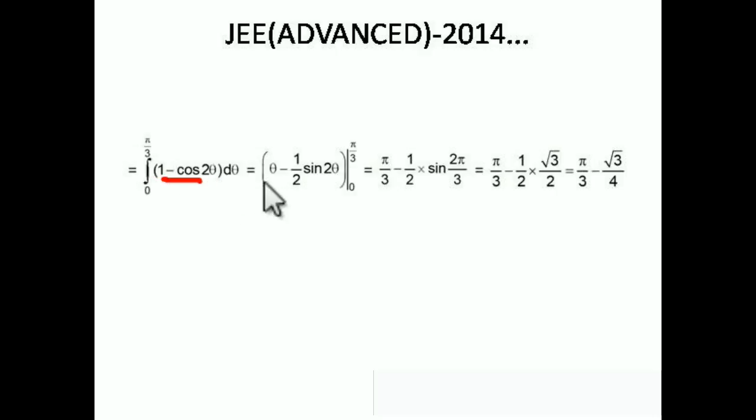Now the integration of 1 is theta, and the integration of cos 2 theta is sine 2 theta by 2, so theta minus 1 by 2 sine 2 theta in the limits 0 to pi by 3. Now upper limit, so pi by 3 here minus 1 by 2 sine 2 pi by 3. Now lower limit minus 0 here, and sine 0 is also 0. Now pi by 3 as it is, minus 1 by 2 as it is, sine of 2 pi by 3, that is root 3 by 2. So what I have as final answer is pi by 3 minus root 3 by 4, is my final ultimate answer.